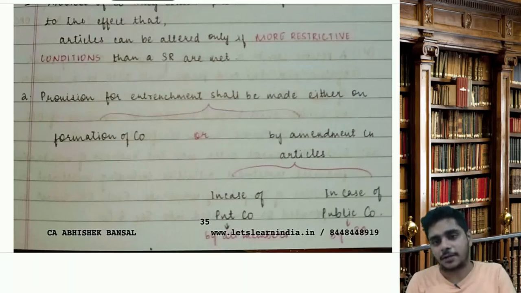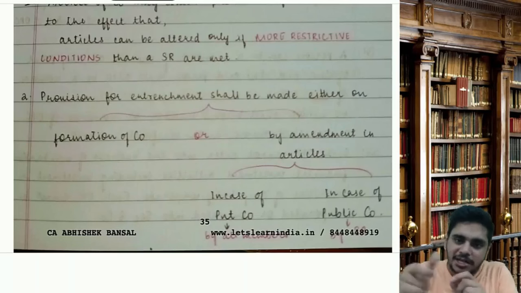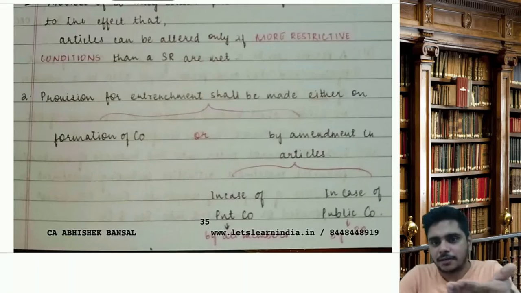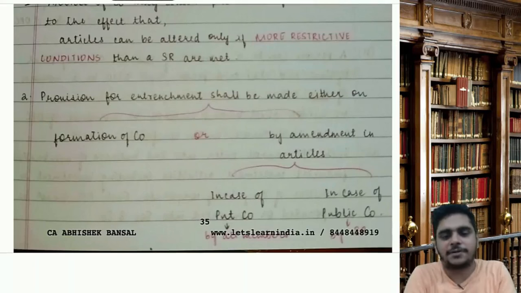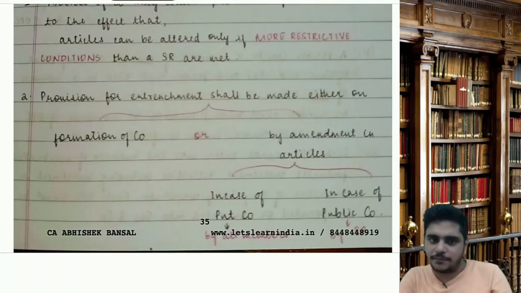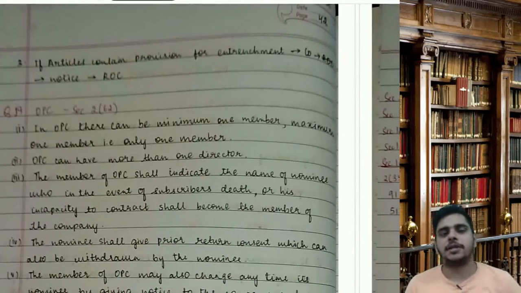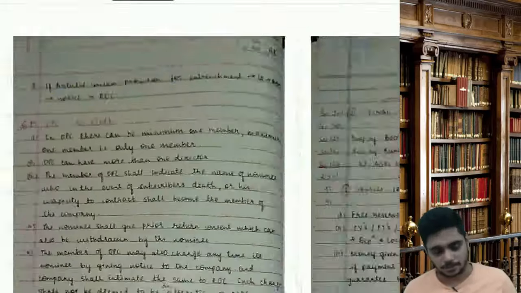In case of a public company, SR is required to add entrenchment. The transaction will be done by whatever the company has thought, maybe 80%, 85%, 90%, that is more than SR. To add entrenchment in the articles, either at formation or by amendment in the articles: in case of a private company, by all members; in case of a public company, by SR. If the articles contain a provision for entrenchment, the company shall give notice to the ROC.